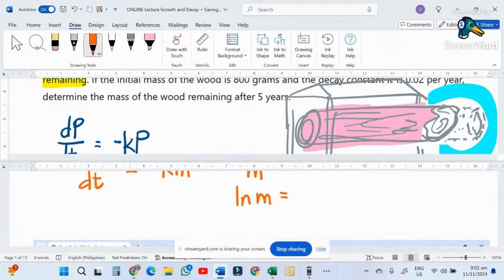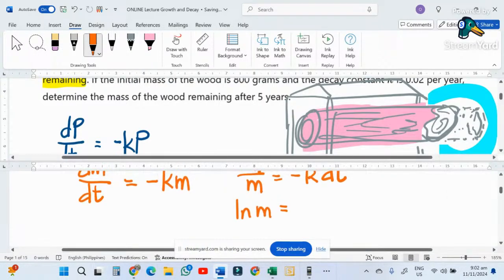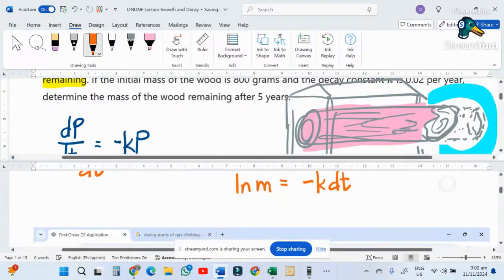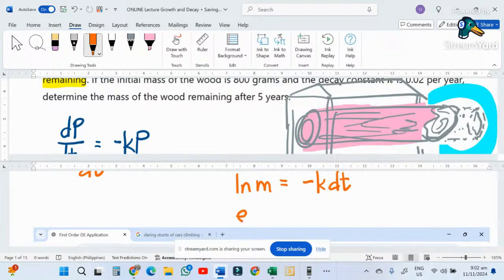ln m, ln m, L and M, and then you have negative k dt. Because you want to remove the ln, you have to raise everything from e. So e to the ln m is equal to e to the negative kt.